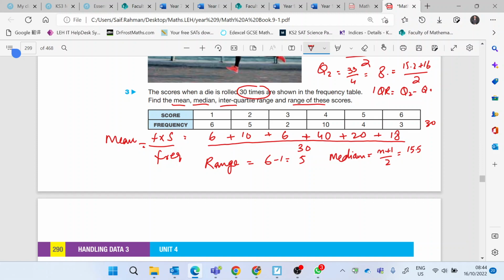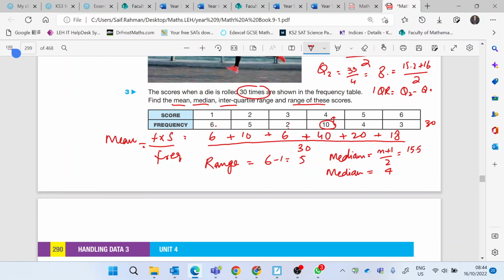So we start from here, 6 here, and then 6 plus 5 is 11, 12, 13. So it falls here. 15.5 and 16 fall here. So that means that this 4 is the median. Median is 4.